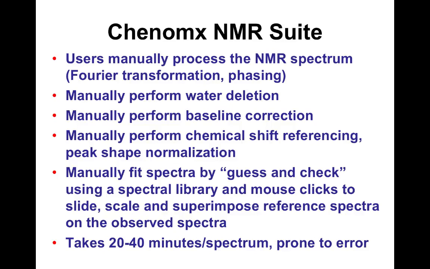Then, once you've got your spectra looking nice, you have to do essentially a guess and check. This is how most people solve the reverse problem. You have a library of about 300 or 400 spectra, and you will click on different compounds and drag and move those reference spectra to see if they fill in the peaks that you're observing. So you're superimposing images. It's the same thing as a jigsaw puzzle. You'll take a piece and see it kind of looks like it, and you'll move it around. But this one is done on the computer with the mouse. If people are trained in this, it'll take them about 20 to 40 minutes per spectrum.